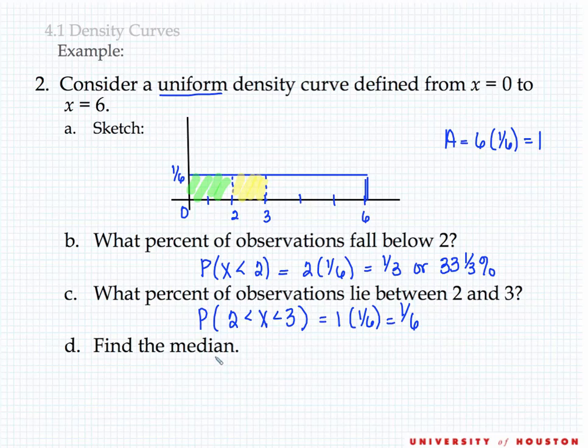The median would be the place for the middle 50%. So where does this graph split in half so that it's 50-50? It would happen at x equals 3.